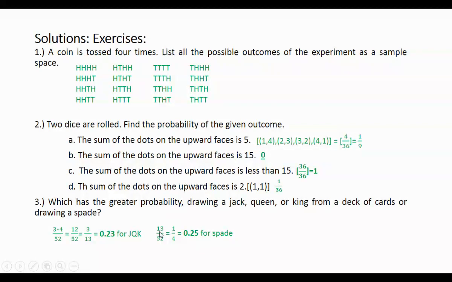And last, we have spade. There are 13 spades, not counting the Joker. So there are 13 spades divided by the list of all possible cards, the outcomes, which is 52 in a deck of cards. So 13 over 52, or simply 1 over 4, or 0.25, that's 25%. So 25% for spade, or 23% for jack, queen, and king. Therefore, drawing a spade has a greater probability. And that's it for our introduction to probability. Thank you.